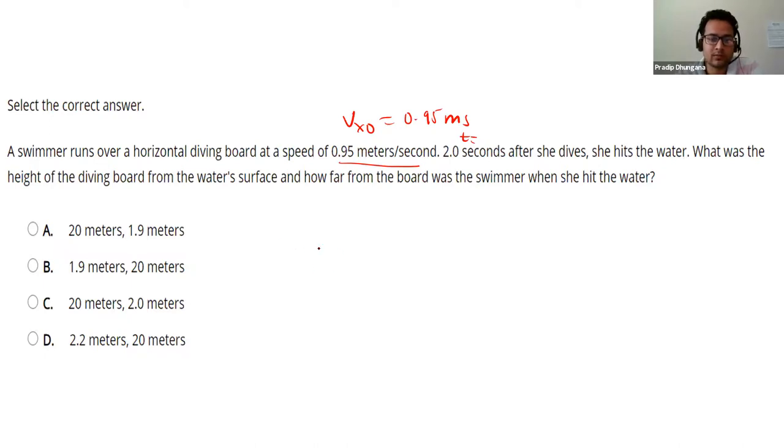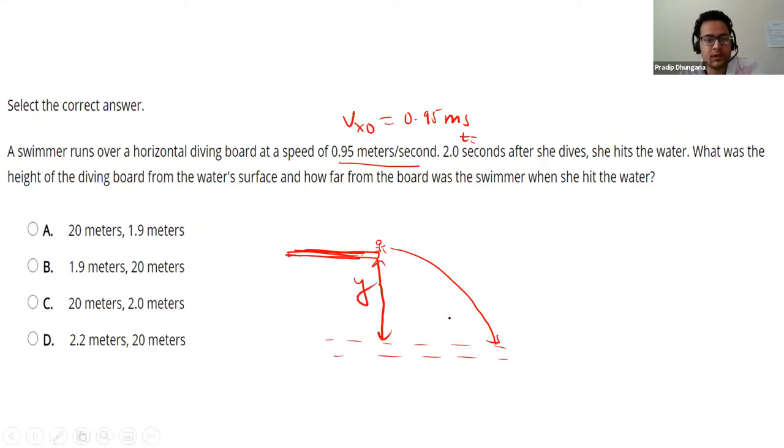Let us suppose this is a diving board, and the swimmer runs over the horizontal diving board. And this is the water. Suppose this is the swimmer, who dives and lands here, like that. Let's see what we need to calculate. First, what is the height of the diving board? We have to calculate this value y, the vertical displacement. Second, how far from the board was the swimmer when she hit the water? Calculate that value here, x. So calculate y and x, the vertical displacement and the horizontal displacement.